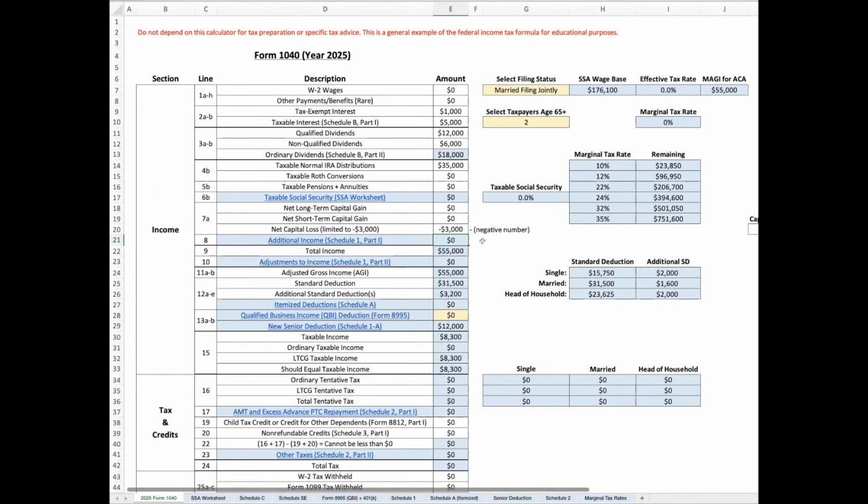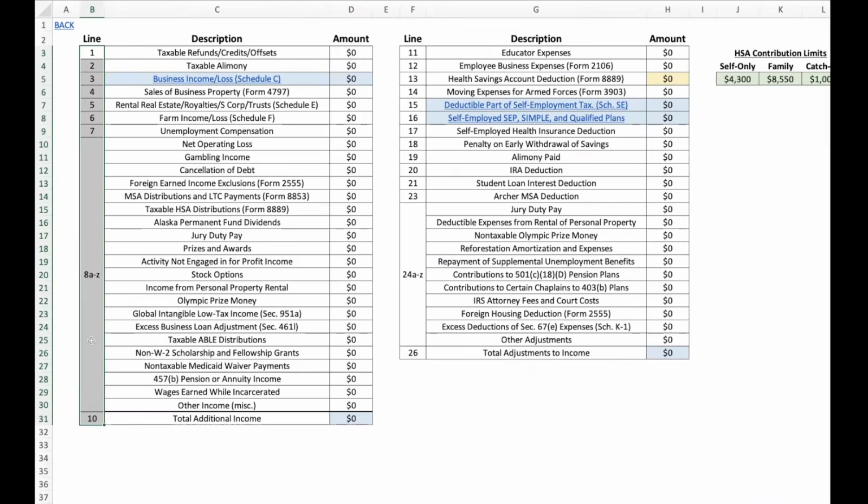Moving to lines 8 and 10, we must reference our sheet for Schedule 1 Part 1, which is additional income, and Schedule 1 Part 2, which are adjustments to income. On Schedule 1 Part 1, the additional income of lines 1 through 10 commonly includes sources such as net self-employment income from Schedule C and net rental real estate or pass-through entity income from Schedule E. For this first example, let's assume this retired couple doesn't have any additional income from these sources. And moving over to Schedule 1 Part 2, the adjustments to income of lines 11 through 26 are often called above-the-line deductions, and those commonly include health savings account HSA contributions that are not made through payroll withholding.